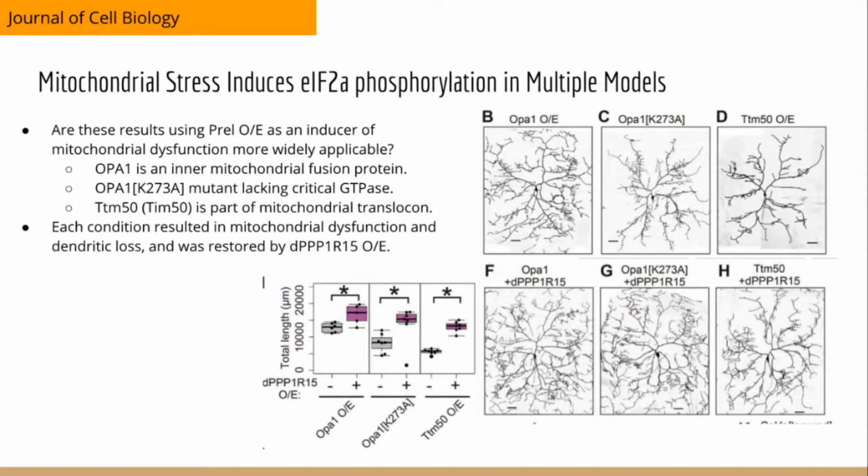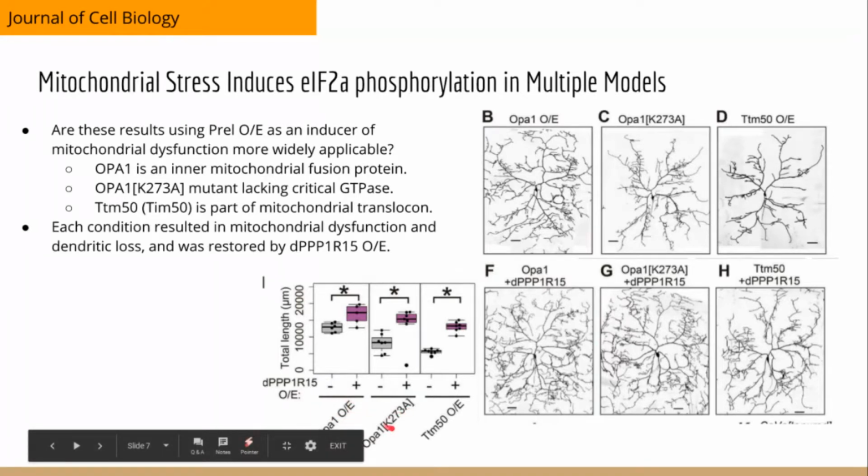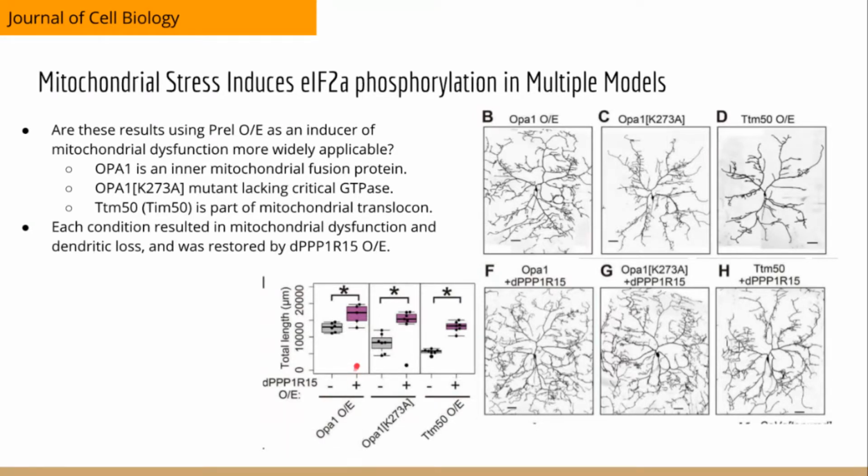Regardless, what they found was that across the board, these proteins cause loss of dendrites, and that PPP1R15 restored dendritic length. So it's really as simple as that. So this ultimately suggests that eIF2a phosphorylation is common to multiple forms of mitochondrial dysfunction, because we can see that in the PPP1R15 overexpressing condition, when that is present, in the purple columns, the dendritic length is significantly restored in each condition of mitochondrial dysfunction. So if you induce mitochondrial dysfunction in any of these three conditions, overexpressing the eIF2a phosphatase restored dendritic length.